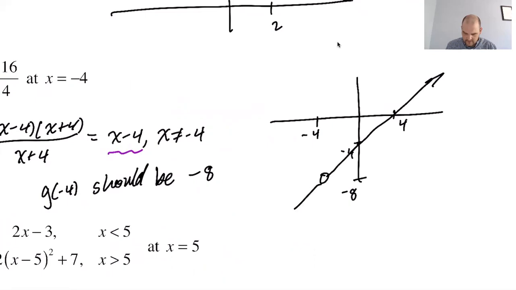Open circle, like that. There's no reason it shouldn't have been filled in, right? And the value you would have filled it in with would have been -8. Now, the reason is because the limit as x approaches -4 of g of x is -8.